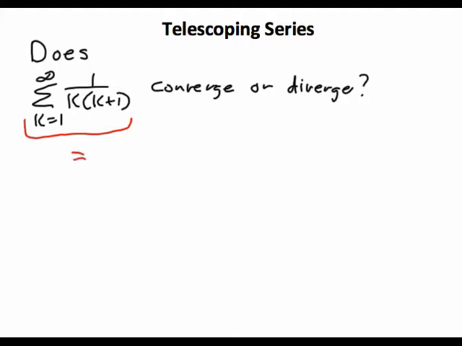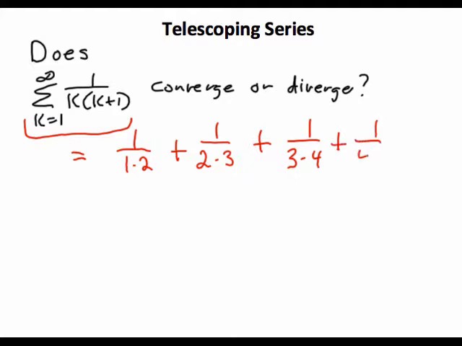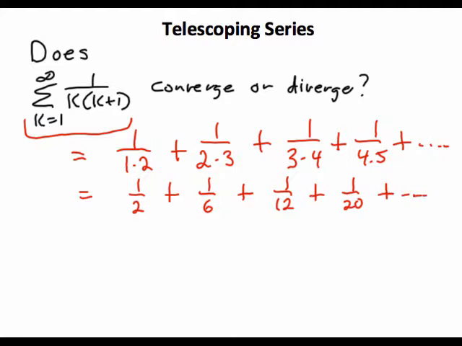So if k was 1, our first term would be 1 over 1 times 2. Our second term at k equals 2 would be 1 over 2 times 3. Plus k equals 3, our next term would be 1 over 3 times 4. And I think we can see what's happening here, getting a series of that form. So this is adding together a half, plus a sixth, plus a 12th, plus a 20th, and so on.